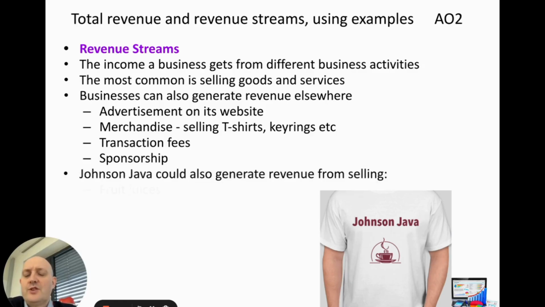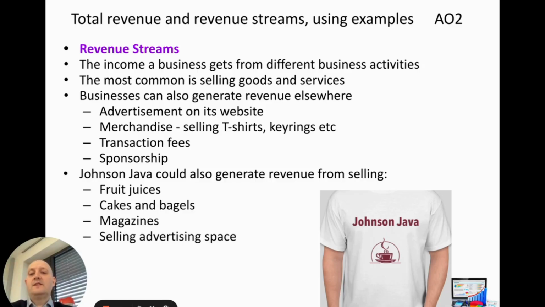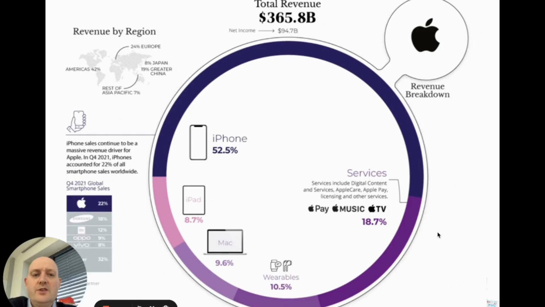So if we look at Johnson Java as an example, maybe as well as selling coffee, they could also sell fruit juices. They could sell cakes and bagels. They could sell magazines within the shop. And again, they could sell advertising space as well. And of course, they could sell T-shirts. And over here, I've designed a lovely Johnson Java T-shirt. They'd be able to sell that in the coffee shop and make a bit of money on that as well.